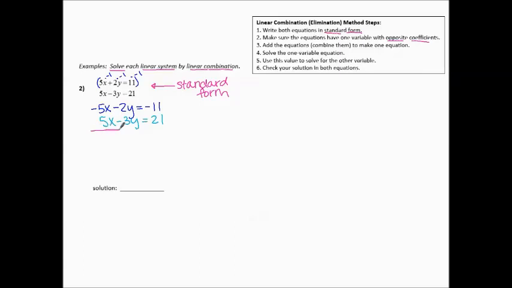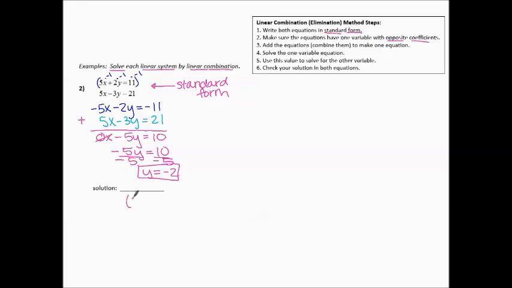So that when I start to combine, again, I'm adding up and down. Negative 5x plus 5x gives me 0x. That's my inverse property. Negative 2y minus 3y gives me negative 5y. And negative 11 plus 21 is going to give me 10. My 0x will go away. I have negative 5y is equal to 10. Divide both sides by negative 5. Y is equal to negative 2.